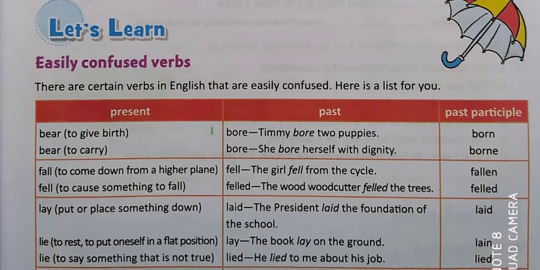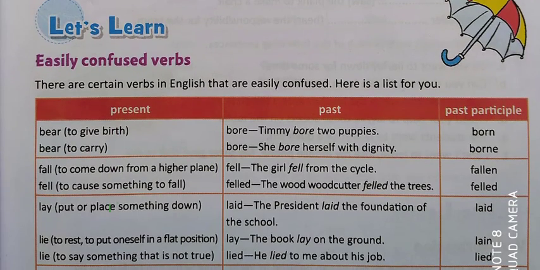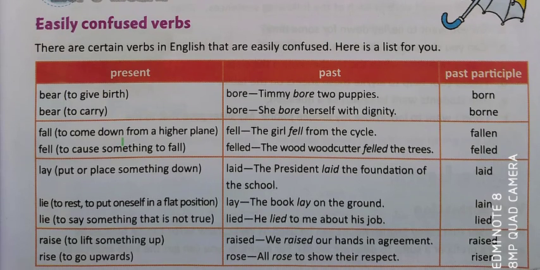Next, we have easily confused verbs. There are a few verbs given here which we easily get confused at places. So we have bear and bear. Now I'm not talking about the bear, the animal. These both are verbs, and on the basis of the context you have to recognize which bear is used.